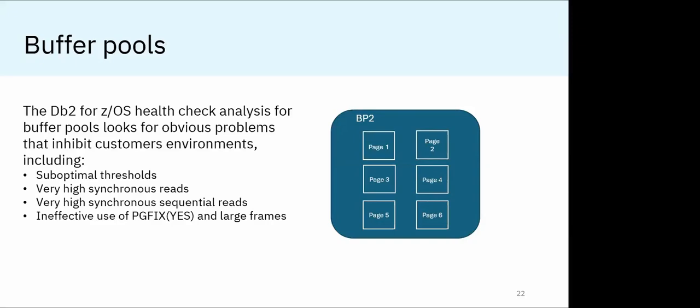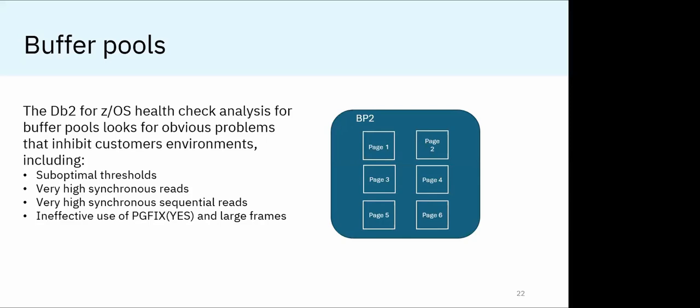Okay, buffer pools. Buffer pools are definitely complex, and they look different in customers' environments. So this is a very high-level overview of what we look at during the health check analysis. We're really looking for obvious problems that could inhibit customers' environments. That could include thresholds. We're looking at their thresholds, for example VPSEQT, to see if they have the appropriate settings. We're looking at their buffer pools to see if there is a very high number of synchronous reads or synchronous sequential reads.